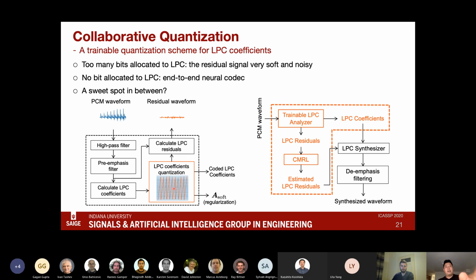So if we combine this trainable LPC analyzer with CMRL, by setting a target bit rate, for instance, 24 kbps, the model can find the right amount of bits to be allocated to LPC, and the rest for quantizing the residual. This is achieved by collaborative quantization.